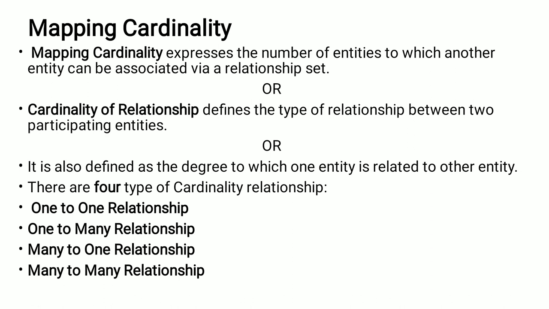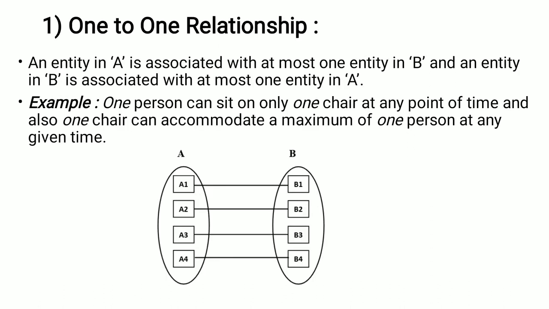Cardinality is also defined as the degree to which one entity is related to another entity. Here, cardinality ratio means the maximum number of relationship instances that an entity can participate in. The types are one to one, one to many, many to one, and many to many relationship. Let's see the first one, one to one relationship.